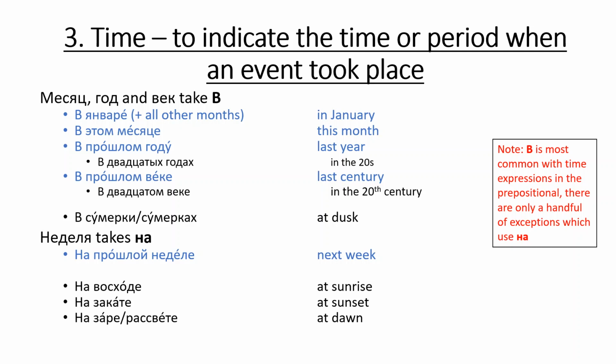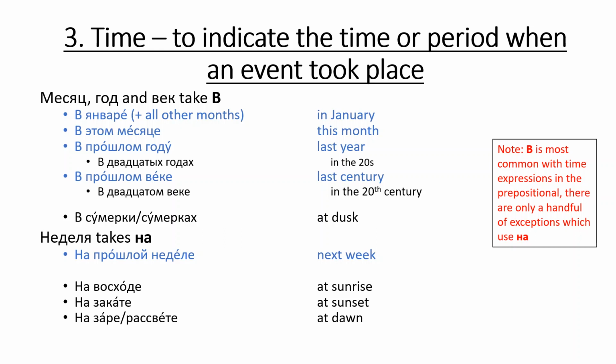В этом месяце means this month or in this month. В прошлом году, last year. В прошлом веке, last century. So if you want to pinpoint a period when an event took place, then you would use в.